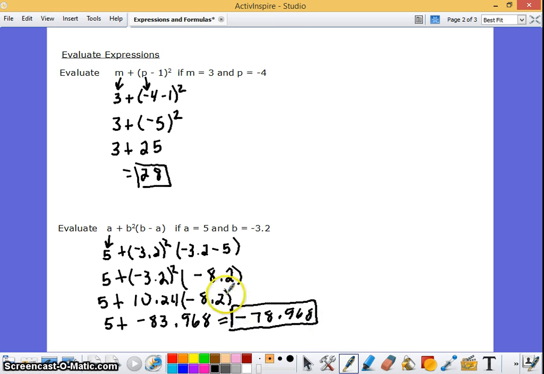Calculators will be very helpful in this spot because I don't think that most of you will want to multiply this by hand to get this and then multiply these by hand to get this. So make sure you're using your calculators to ensure that you're doing that properly.